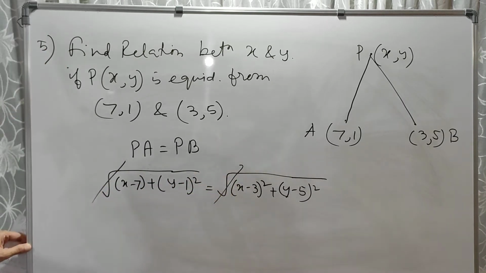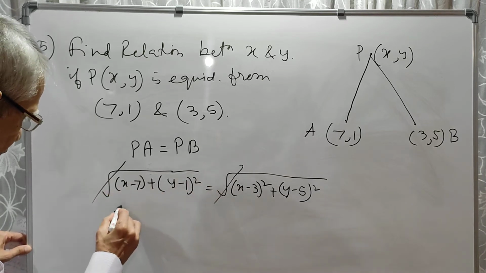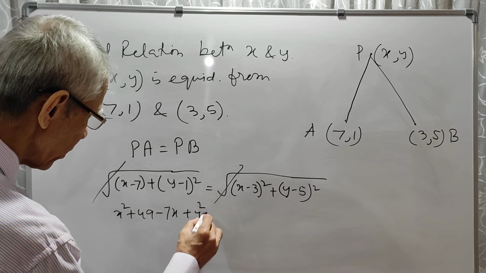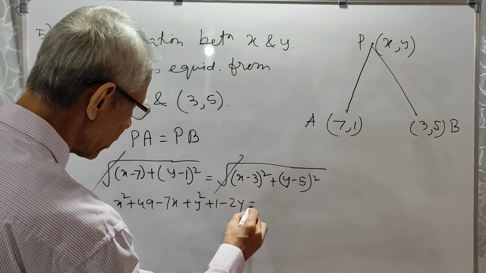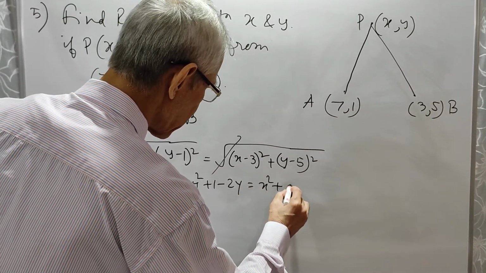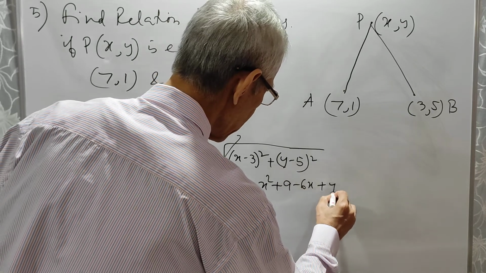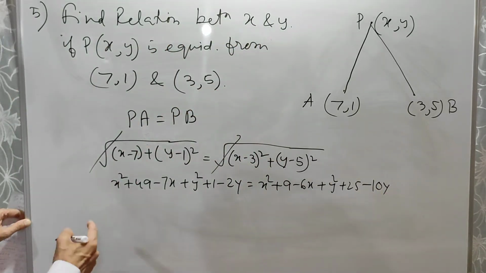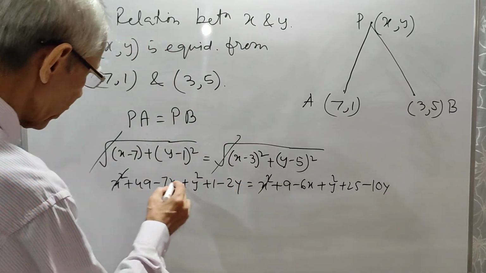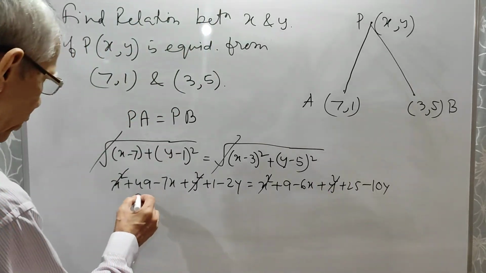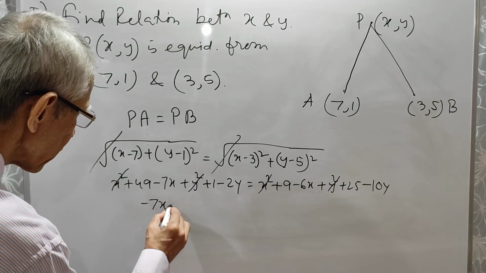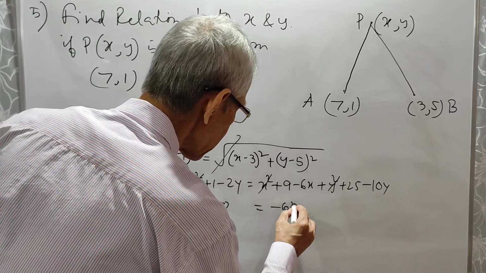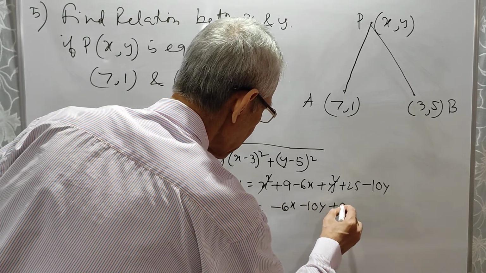So the root signs will go if you square both sides. Then simplify. This is x square plus 49 minus 7x plus y square plus 1 minus 2y, that is equal to x square plus 9 minus 6x plus y square plus 25 minus 10y. Next, x square cancels with x square, y square cancels with y square. So what remains is minus 7x minus 2y plus 50, and on this side, minus 6x minus 10y plus 34.